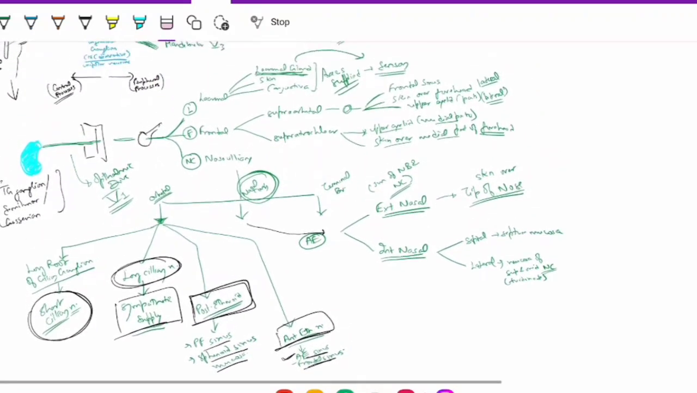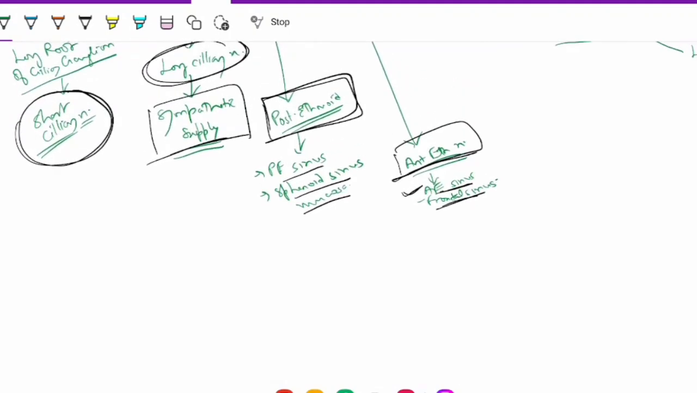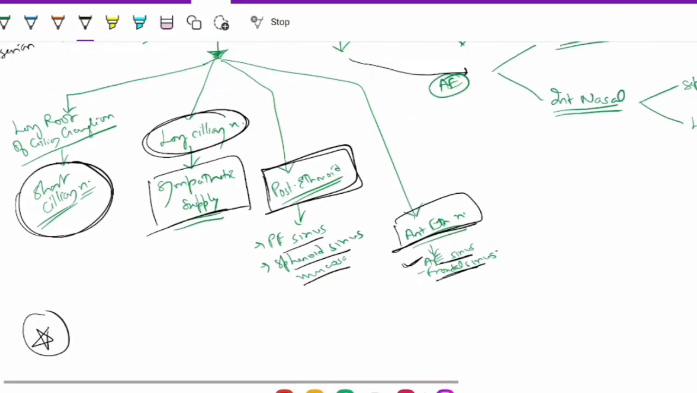So I hope everyone has written all this. Now we are going to go to the maxillary division. We'll be talking about the maxillary division, which is a large division as well. Before we go on to the maxillary division, there is one more thing that I will mention about ophthalmic, or basically in trigeminal actually. Let's go up.